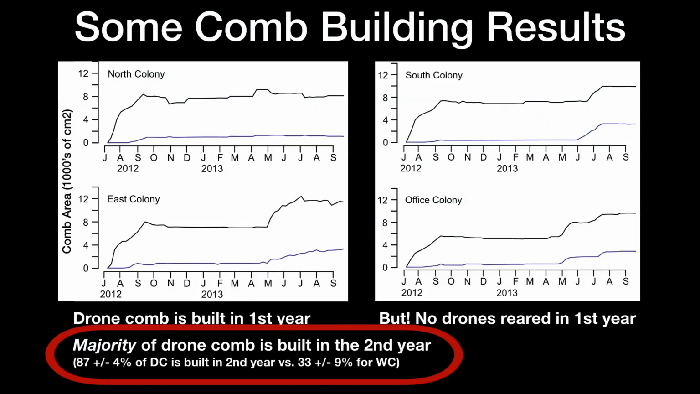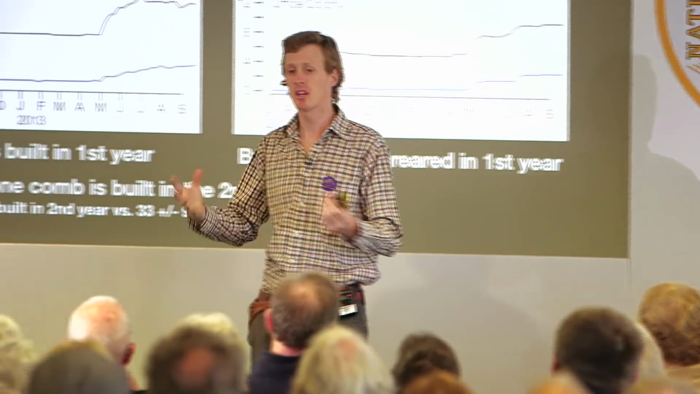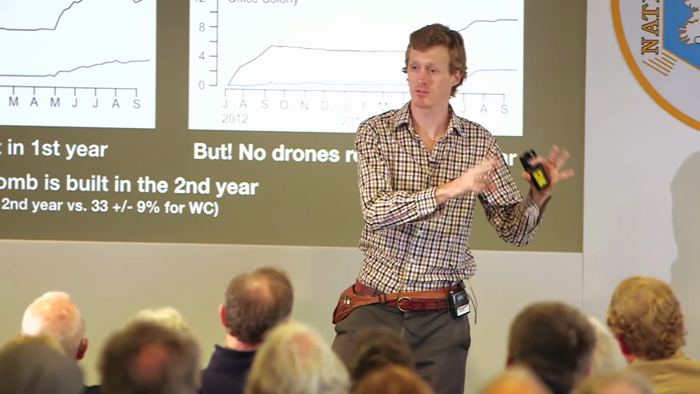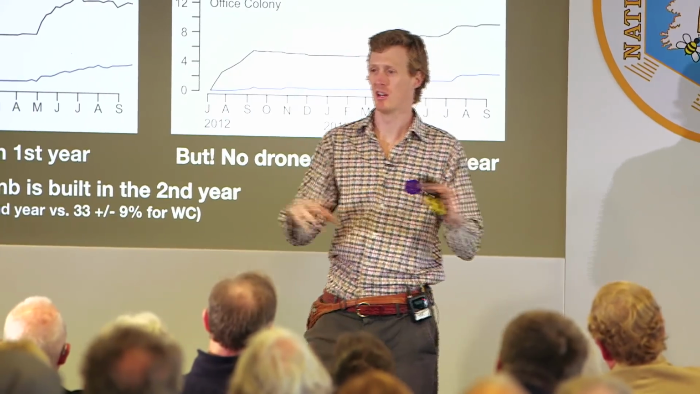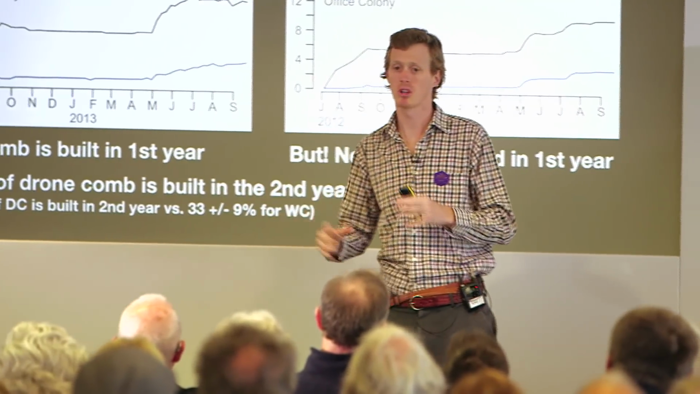The vast majority of that drone comb is added in the second year. So 87% of the drone comb is built in the second year versus only 33% of the worker comb that's built in the second year. So when we think of comb building, there's drone comb being built in that first year, but the second year is when the real bulk of it is put in there.